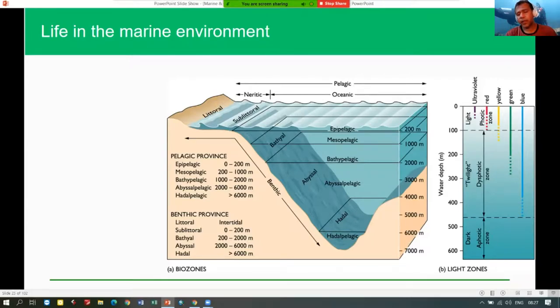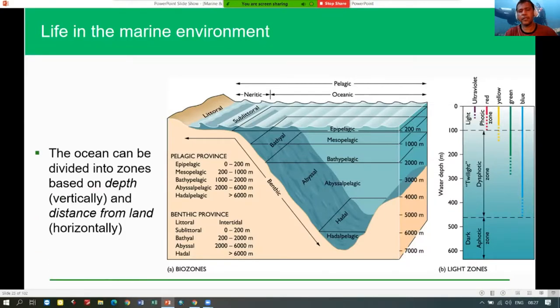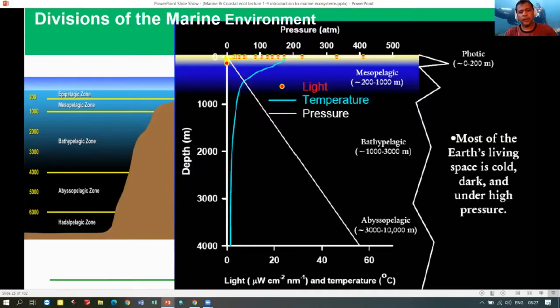And the second subcategory is actually based on the light penetration, how much light is being penetrated into the marine environment. And based on that, we can classify the marine environment into three different zones, right? I think it's more clear in the next diagram.